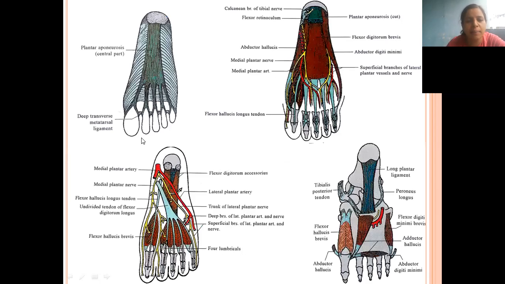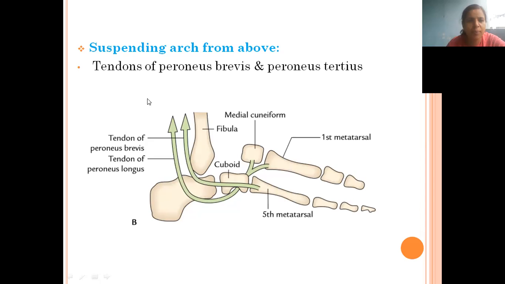So, various muscles and ligaments. Again the same picture I kept to show you the sole muscles. Now see the muscles on the lateral aspect. We have flexor digiti minimi brevis, and we have abductor digiti minimi. Those are the muscles from the lateral side. Suspending the arch from above, we have the tendons of peroneus brevis and peroneus tertius. Peroneus brevis is a muscle of the lateral compartment, and peroneus tertius is a muscle of the anterior compartment of the leg. You need to memorize these names of the muscles which keep the arches in position.